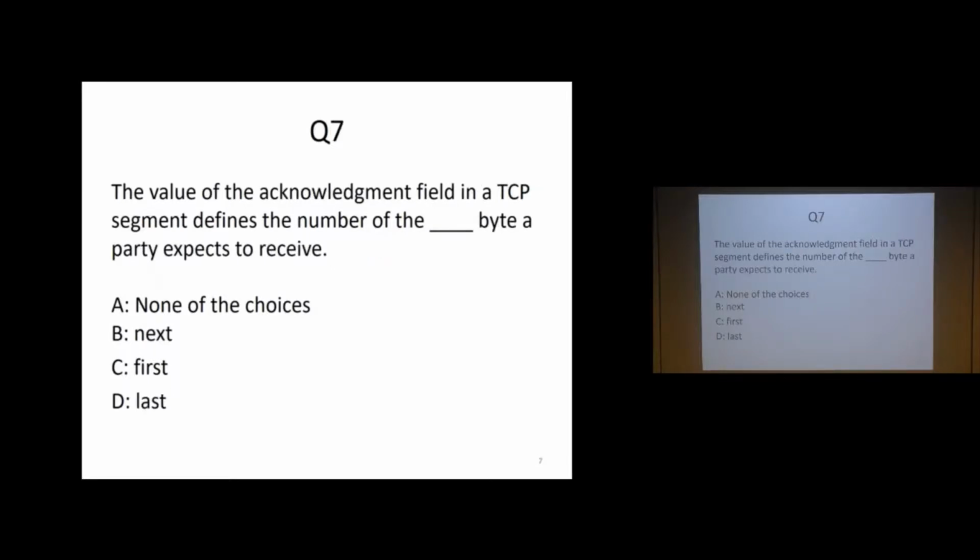The acknowledgement field defines the number of the blank byte a party expects to receive. This one would be what? This is the way we acknowledge. Remember the clever way of acknowledging in TCP? What do we do? The next byte, right? So in the acknowledgement field, you put the number of the byte you are expecting next. Okay? So remember, this is that cool idea that gives you cumulative acknowledgement, and it allows you to do what? What is that preemption of timeout called?